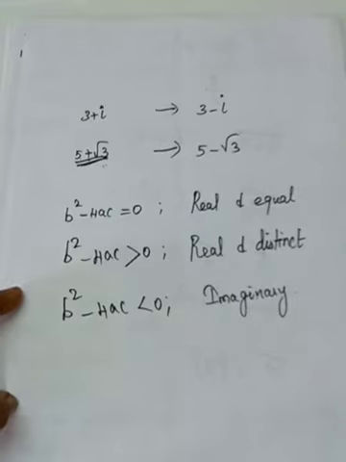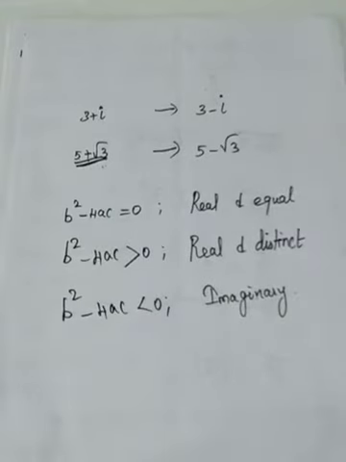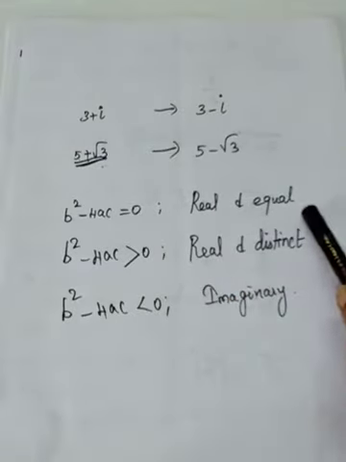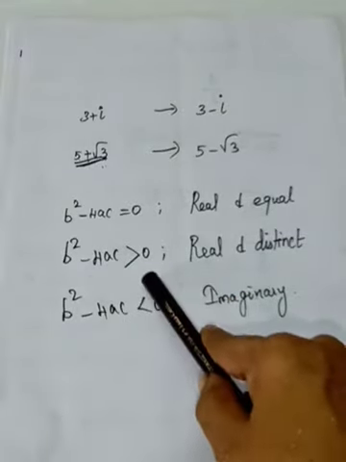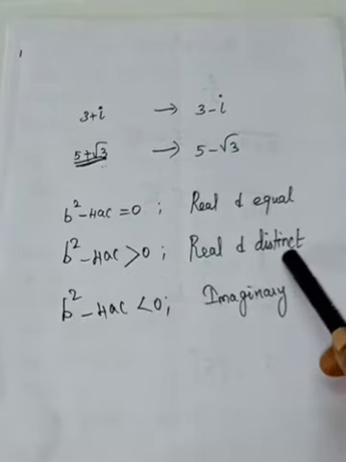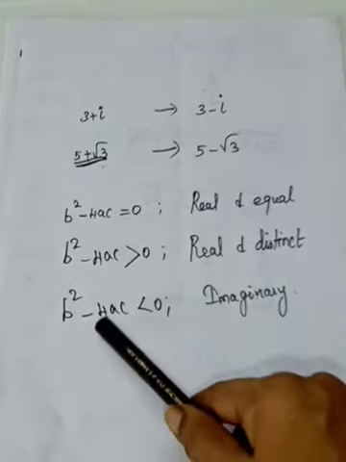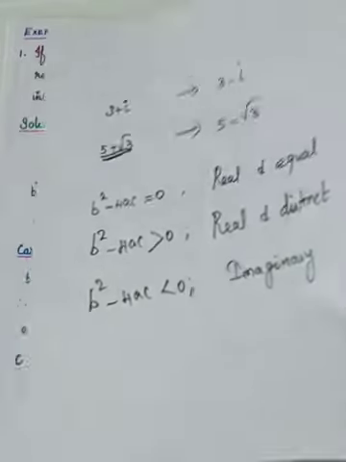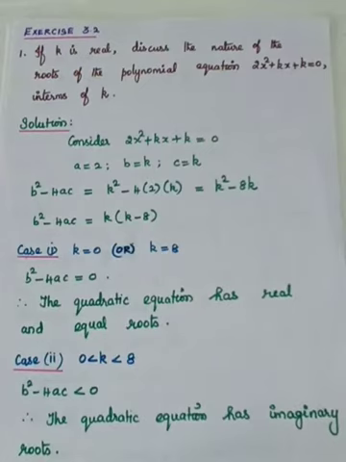Okay, so see that for the quadratic equation, using the discriminant, we can discuss the nature of the roots. B squared minus 4ac equal to 0 means the roots are real and equal. The discriminant greater than 0 means the roots are real and distinct, unequal. B squared minus 4ac less than 0 means the roots are imaginary. So for that we have to find the discriminant first.